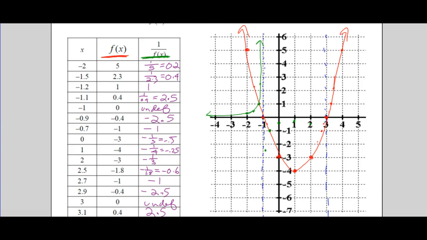Oh, well, that's an invariant point, right? If the y value of the original function is 1 or negative 1, then the y value of the reciprocal is 1 or negative 1. And that's happening here. This point will be an invariant point. And what happens as we get close? At positive 2.5, we're at negative 0.6, so that's there. At positive 2.7, we're at negative 1. At positive 2.1, we're at negative 2.5.